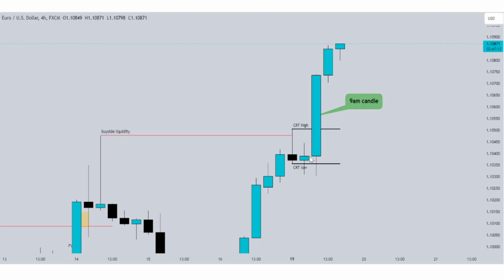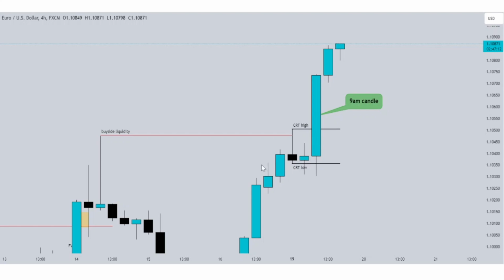And now I'm aiming for the 9 a.m. to go for the CRT high, which is why I'm anticipating higher prices. If you don't have a bias, you should not trade the 9 a.m. candle, because remember, it's after the 8:30 news. Make sure you have a bias.